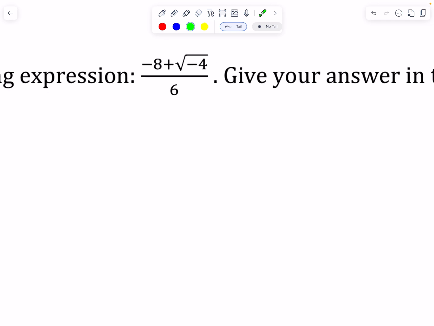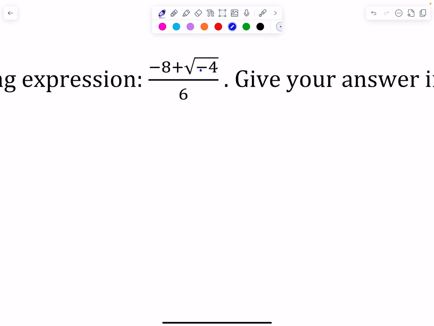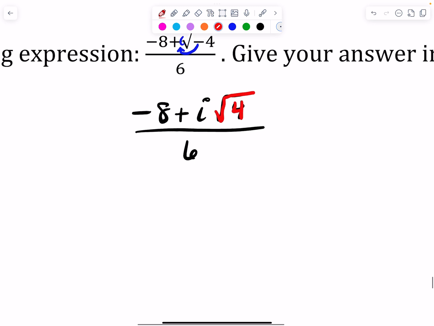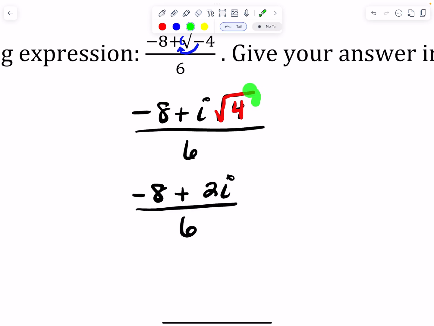So we're going to look at this. First things first, we've got this negative that needs to come out and turn into an i. So we've got -8 plus i square root of 4 over 6. We know the square root of 4 is a perfect square. So we end up with -8 plus 2i over 6. The square root of 4 is 2. It makes more sense to write that as 2i instead of i2. It's weird when we put the variable in front of the number. So we're going to put the 2 first.